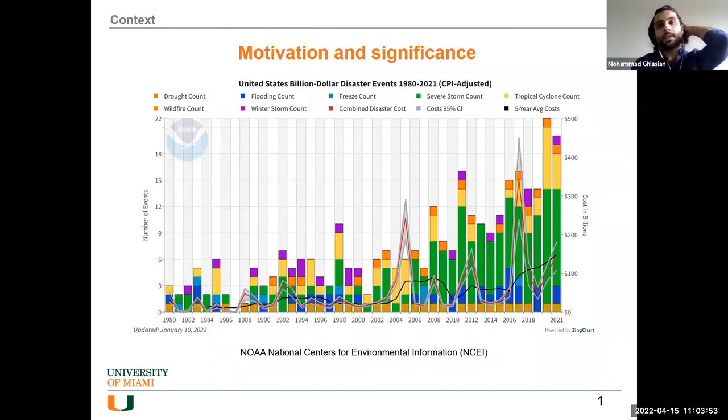But the most important thing is that among all these natural disasters, the green, blue, and orange bars, which correspond to severe storms, tropical cyclones, and flooding, are among the costliest natural disasters, and they're growing faster these days. Therefore, there is a great need for protecting our coastal regions, especially vulnerable ones like South Florida and the states around the Gulf, against these future natural disasters that are going to be very costly for those neighborhoods.